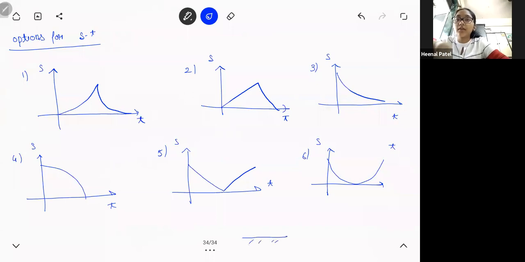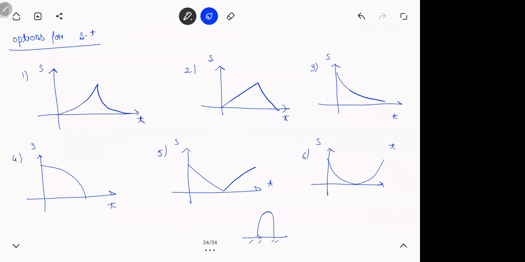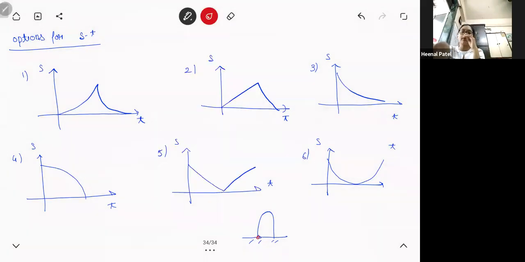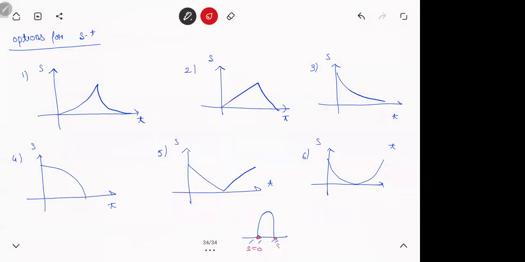That is one good point. See, 2, 5, 3 and 6 will be wrong. When you're starting, S is 0. Finally also S is 0, na? Are you getting it? Initially it should start from 0. Finally it should be at 0. Does it make sense? So this is gone, this is gone, this is gone, this is gone. 4 options will go off at one part.